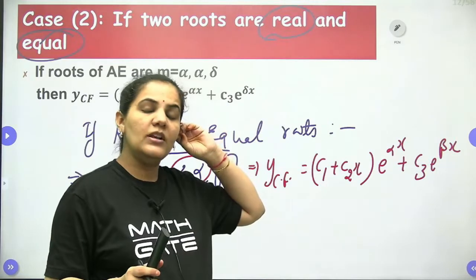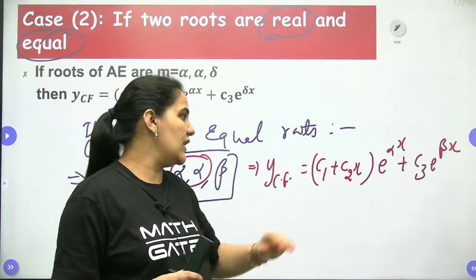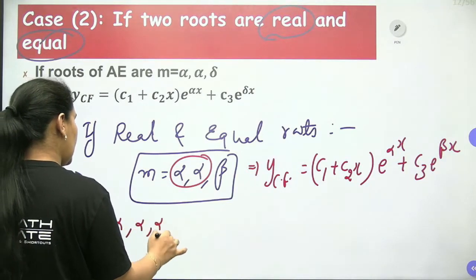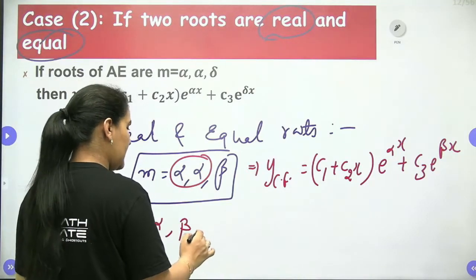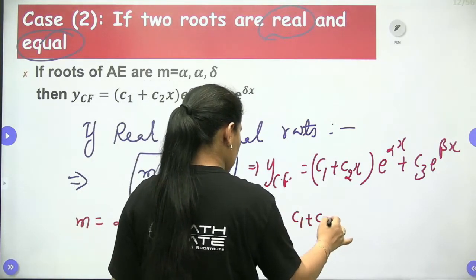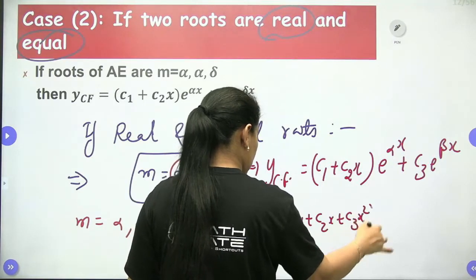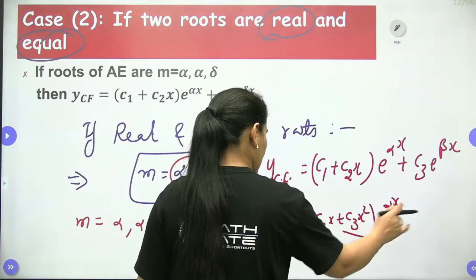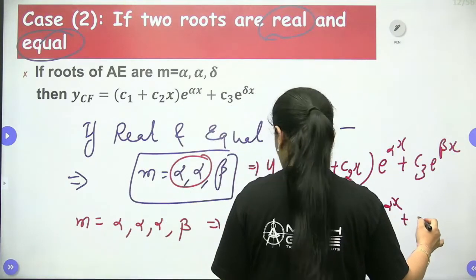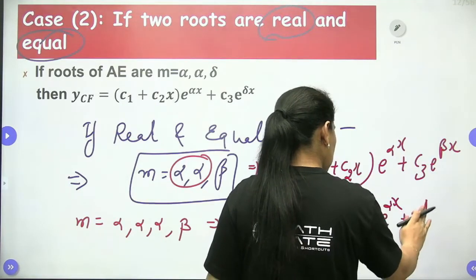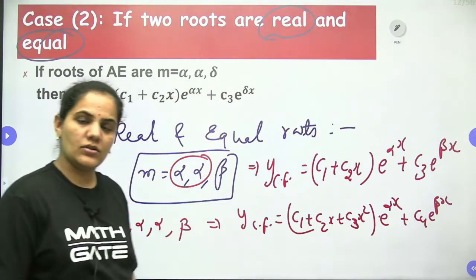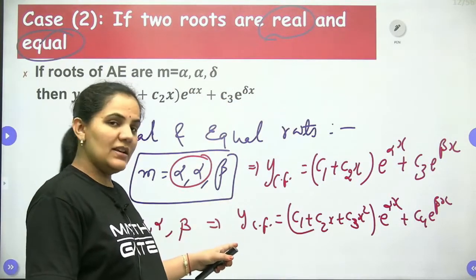Suppose 3 roots are equal, meaning alpha, alpha and alpha, and then we are having beta. Then the CF will be C1 plus C2x plus C3x square into e to the power alpha x, plus C4 e to the power beta x. So we can write like this also. So this will be the CF, dear students.